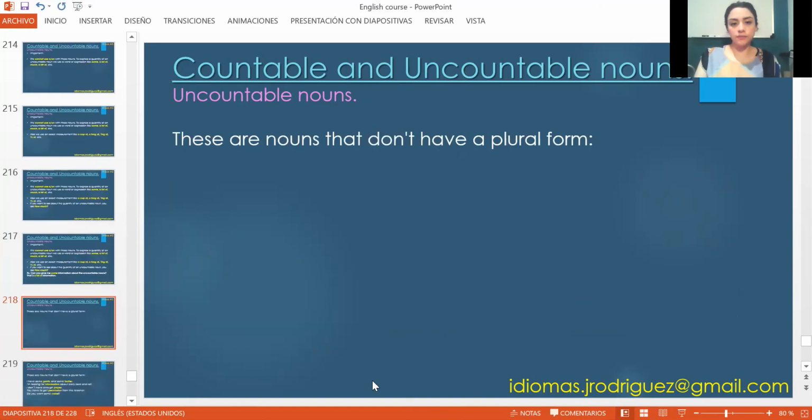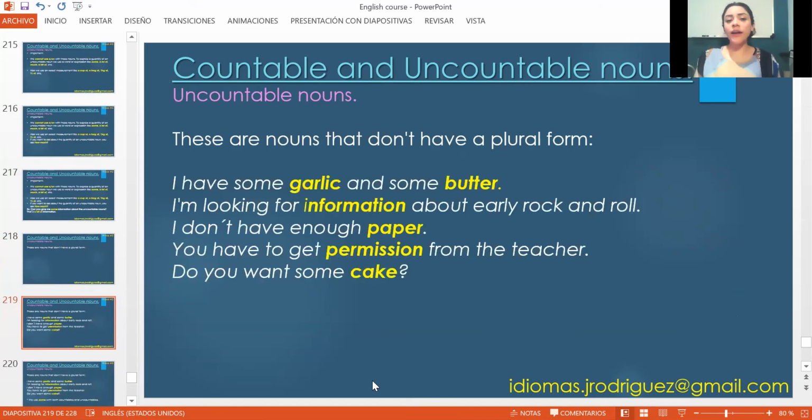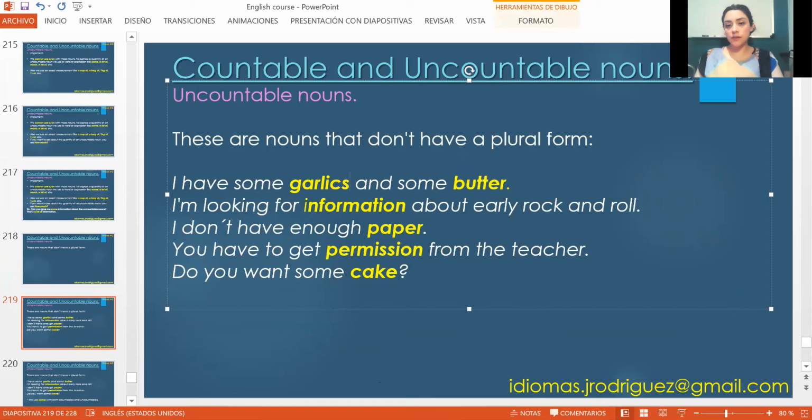Next. These nouns don't have a plural form. Estos sustantivos no tienen una forma plural. I have some garlic and some butter. Some garlic and some butter. Garlic, ajo, and butter, mantequilla. I cannot say garlics like that.